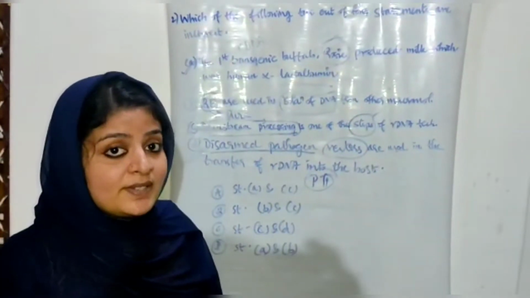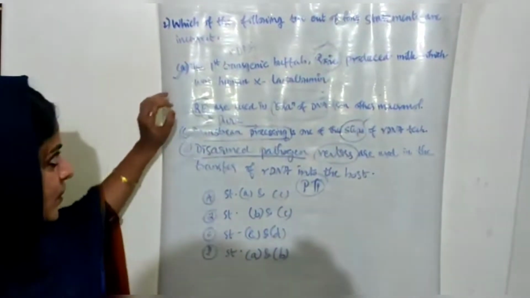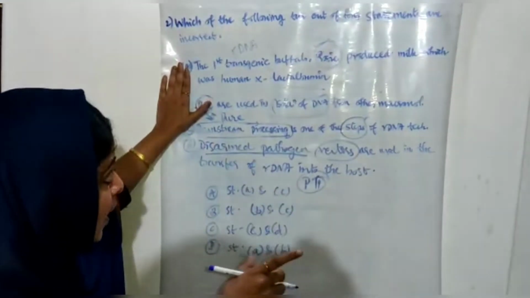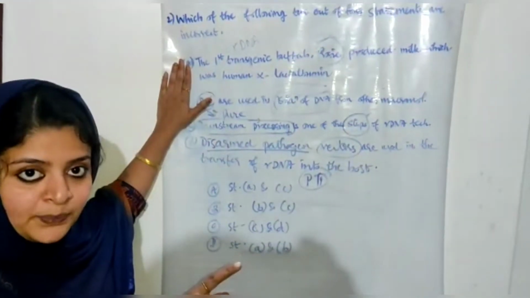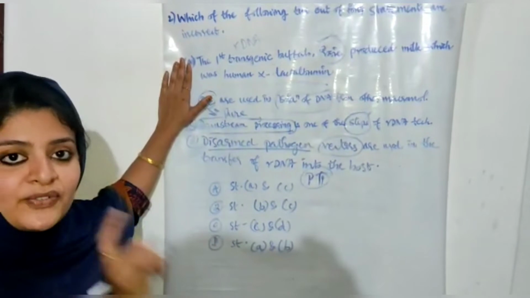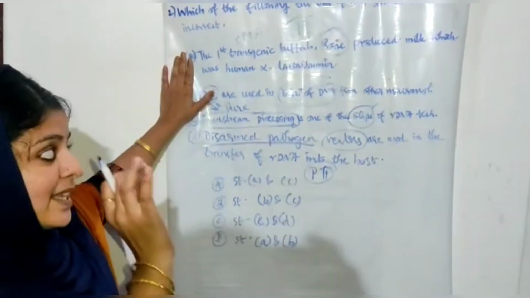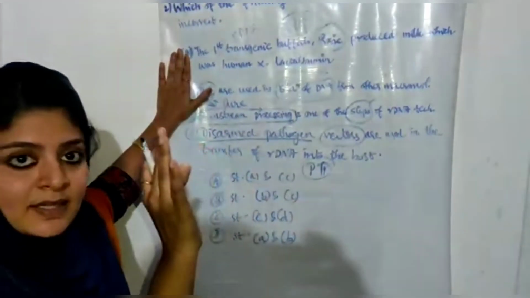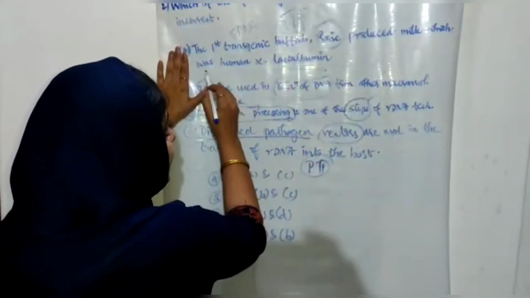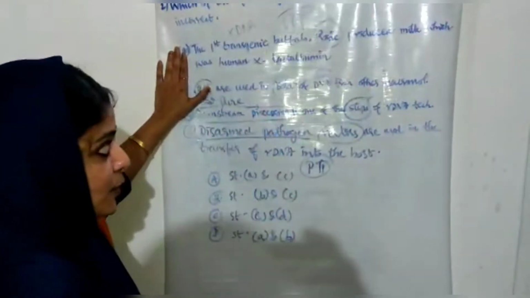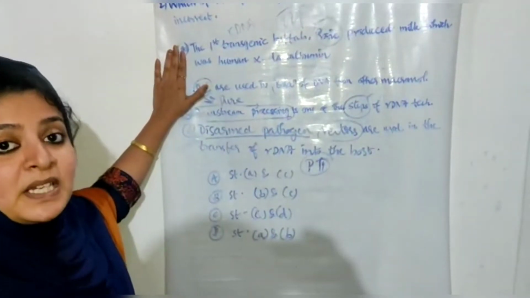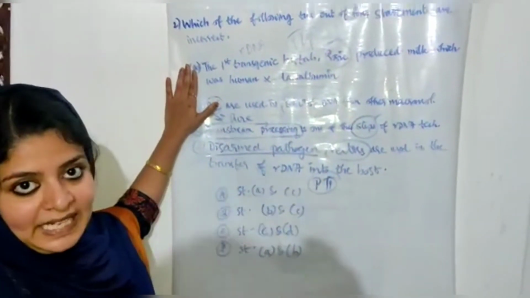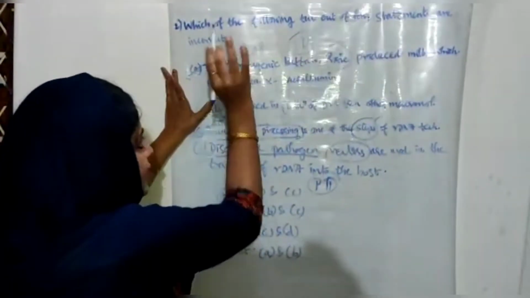Now let's check which statements are correct. Statement A, the first transgenic buffalo, Rosie, produced milk which was human alpha-lactalbumin. Yes, Rosie is the first transgenic buffalo, in 1997. So Rosie is the first transgenic buffalo, that is correct. And the second part of the statement is, it is human alpha-lactalbumin. Yes, that is also correct because Rosie was cloned to produce human alpha-lactalbumin. So statement A is correct.